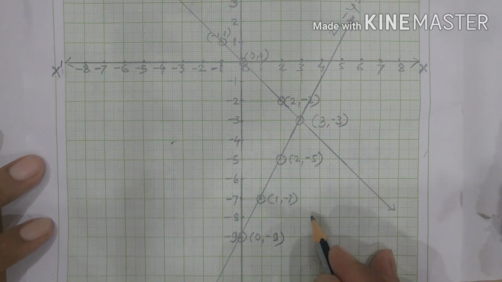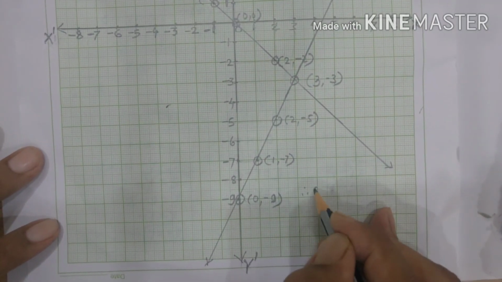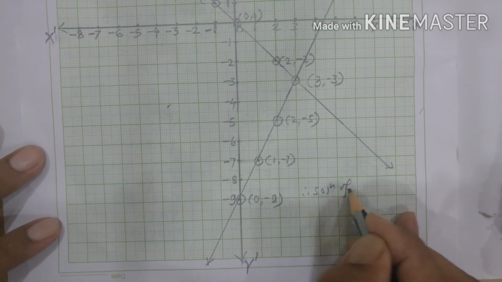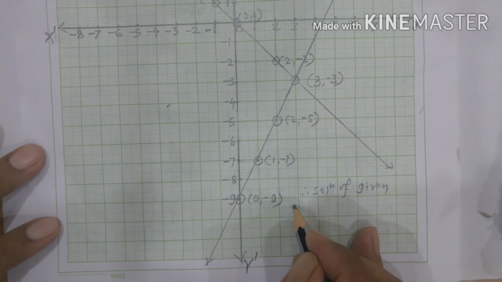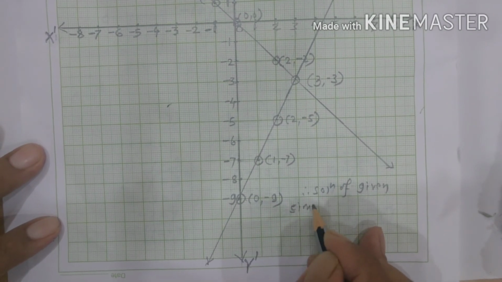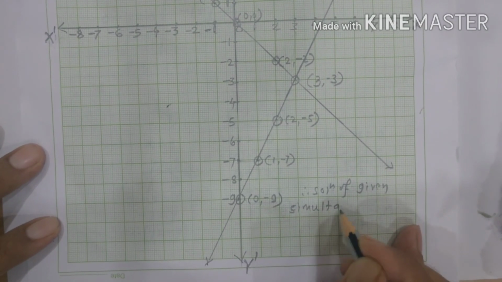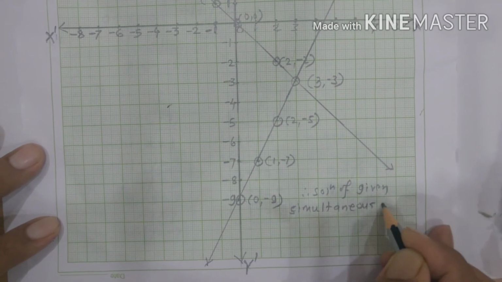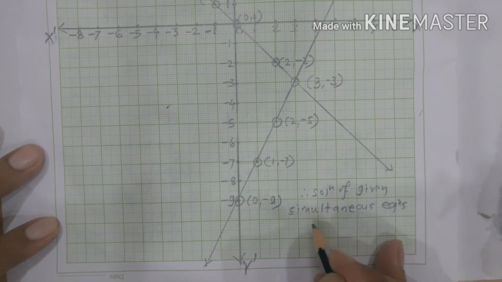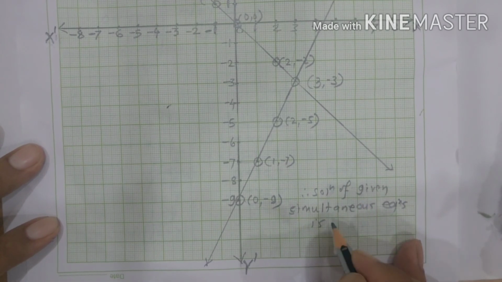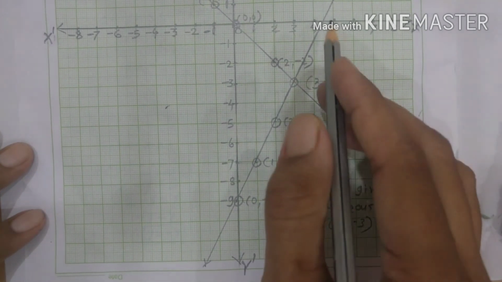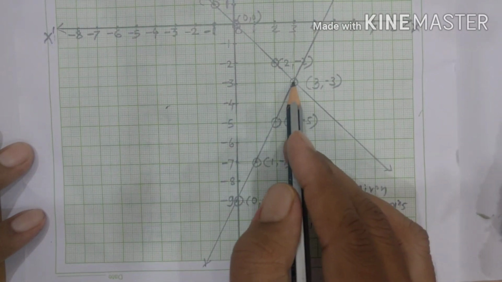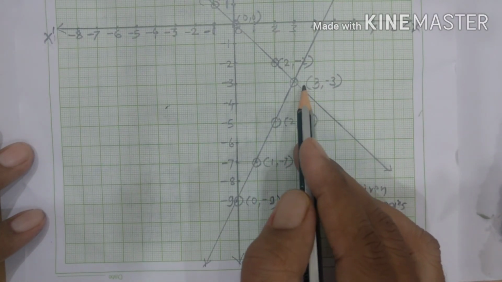Therefore I write here, therefore the solution of the given simultaneous equations is 3, minus 3. Always remember the point of intersection is the solution of the given equations.